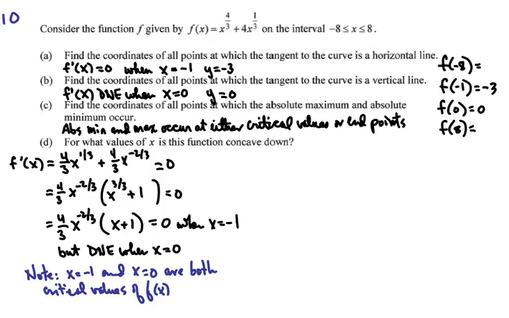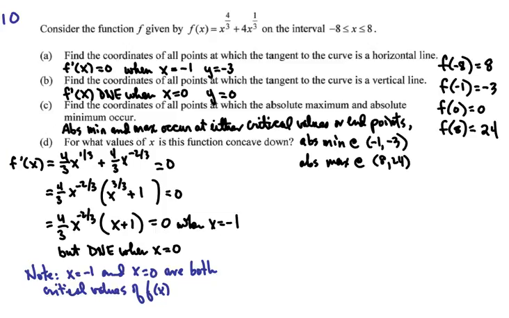F of negative 8. So we have the cube root of negative 8, which is negative 2, raised to the 4th power, which is positive 16. Then we have the cube root of negative 8 again, which is negative 2, times 4 is negative 8. So we have 16 minus 8, which is positive 8. For the second one, we're still going to get 16 for the first term, and we're going to get 8 for the second term, only both of them will be positive, and we'll end up with 24. And so from this we can see that the absolute minimum is at x equals negative 1, comma negative 3, and the absolute maximum is at 8, comma 24. Alright, so we're done with C.